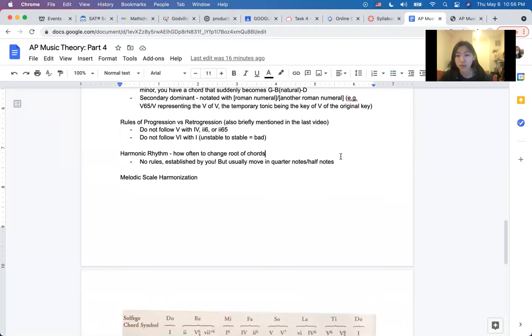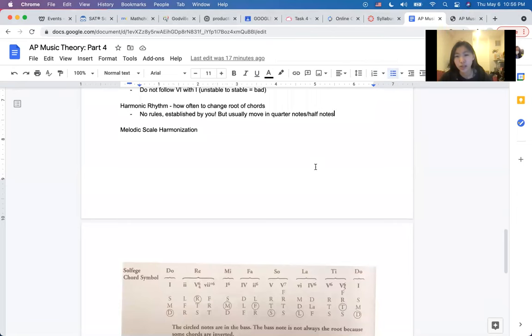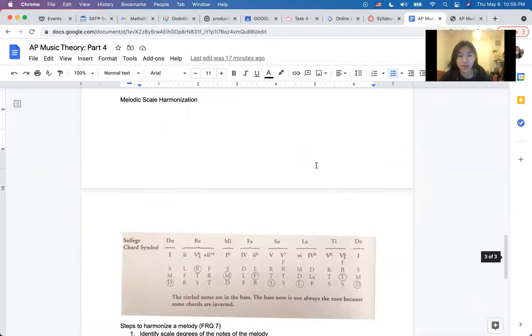For harmonic rhythm, that just means how often you change the root of your chords. There are no specific rules for these. They're established by you, but generally it is recommended that you change the root of chords in quarter notes, half notes. It's really unnecessary to go for eighth notes. They're just quick and extra, if you know what I mean.